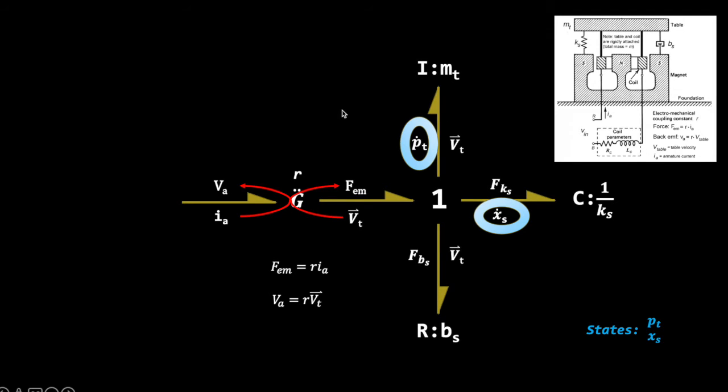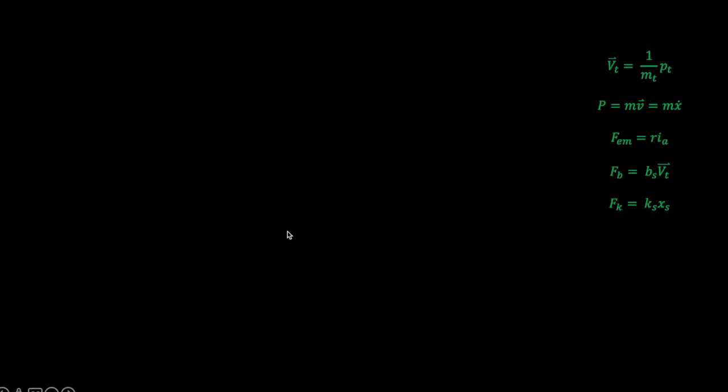And P dot, rate of change of momentum, is what allows you to convert this term into a force. So to begin the equation derivation, we will just show some basic equations that are related to the system. So velocity on the table is related to momentum, and momentum is mass times velocity, or mass times x dot, which is the rate of change of the spring position, which also equals the velocity of the table. The electromotive force is related to current, the damper force, and the spring force.